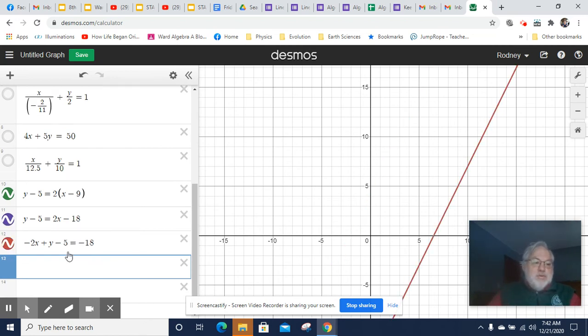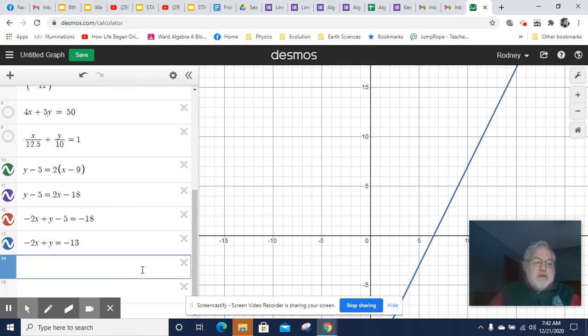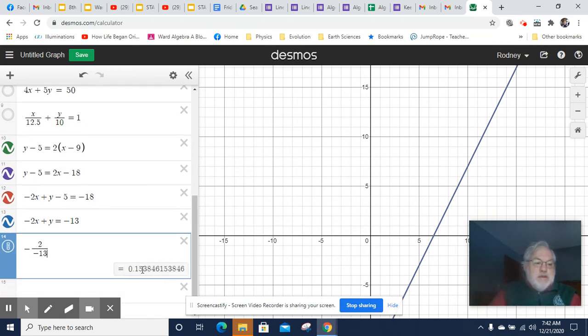Now I'm going to add 5 to both sides. So negative 2x plus y is going to equal negative 13. Now I have to divide both sides by negative 13. So on the left, it'll be negative 2 over negative 13 times x plus y over negative 13. And negative 13 divided by negative 13 will be 1.